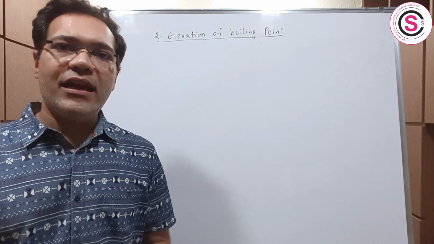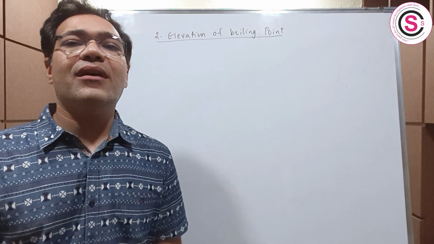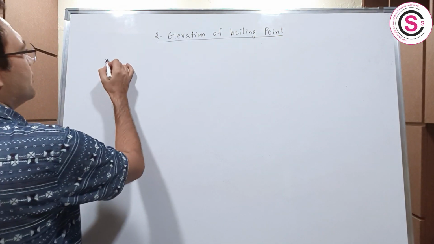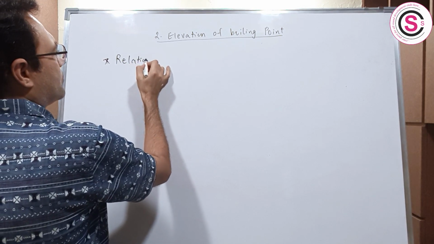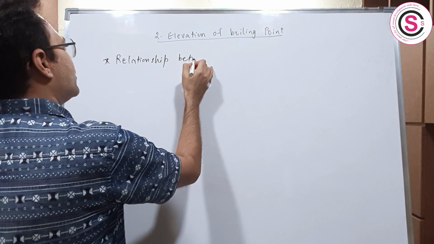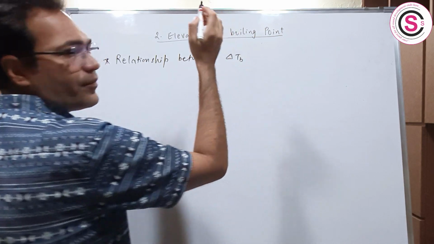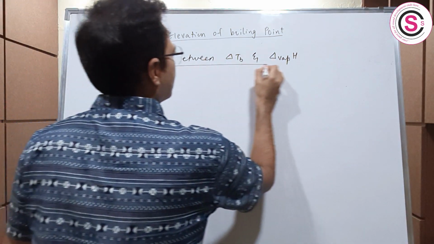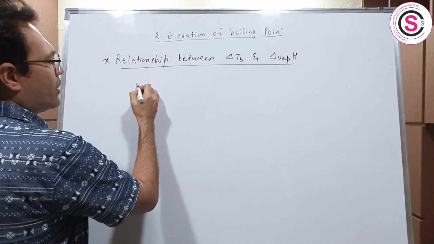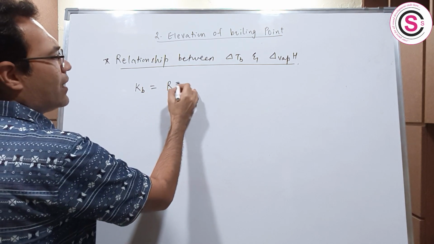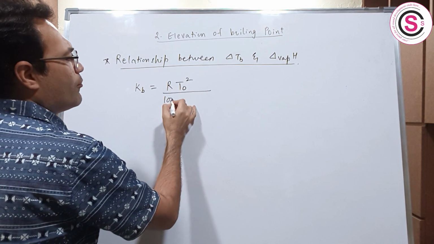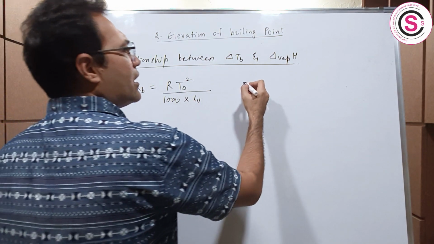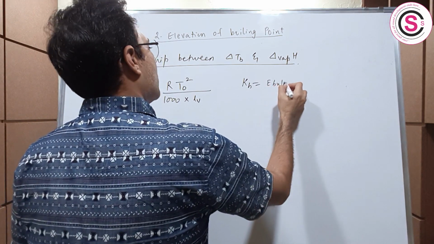Now students, the elevation of boiling point has a relationship with the enthalpy of vaporization. Okay, so let's study the relationship between elevation of boiling point, that is delta Tb, and enthalpy of vaporization. Now students, the relation goes somewhat like this. Your Kb is equal to R T0 square upon 1000 into Lv. Correct? This is the relation where Kb, as you know, is your ebullioscopic constant.